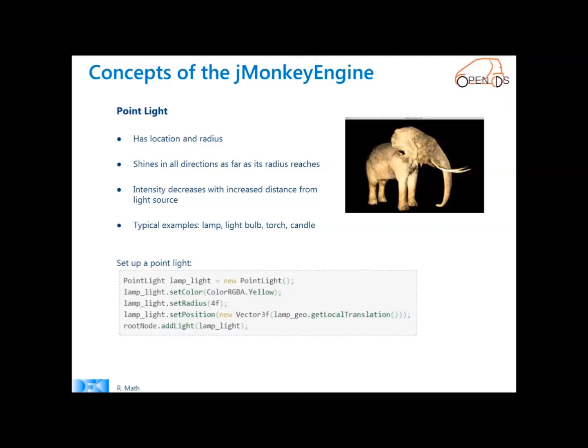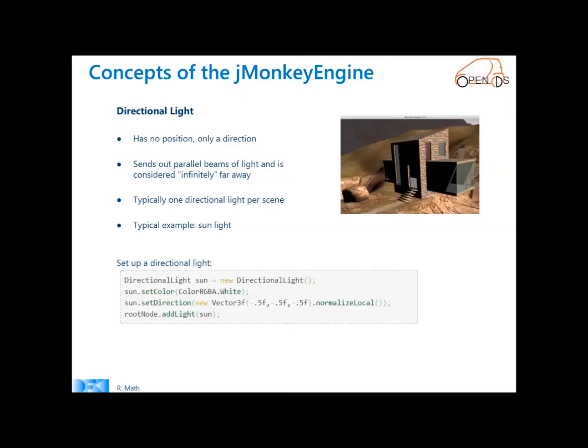Point light has some location and radius. This is the range where you can perceive this light. The farther you get away from the light source, the darker it gets, as the intensity decreases with increasing distance. Typical examples would be a light bulb, a candle, or anything like that. Here's how it is introduced in the source code. At the end, just like a spatial, it is added to the root node when you want to have a point light in your scene.